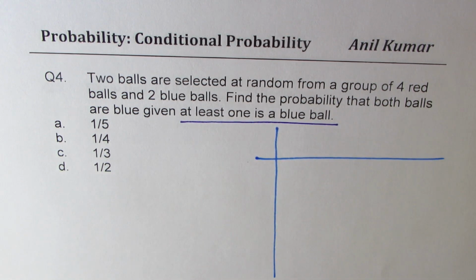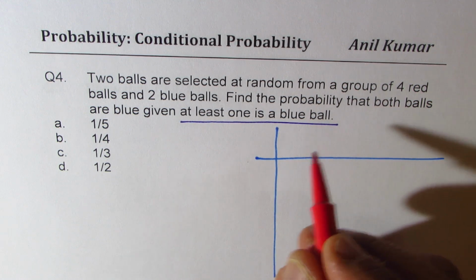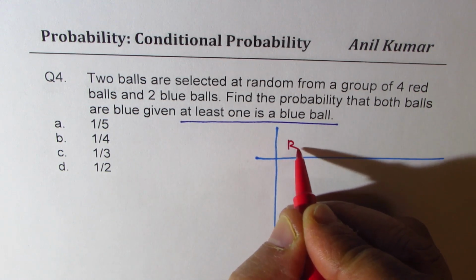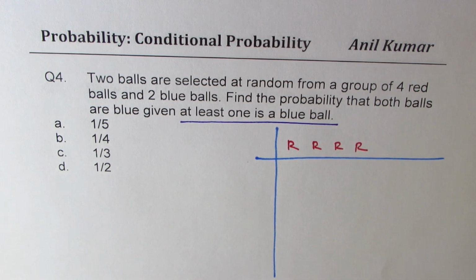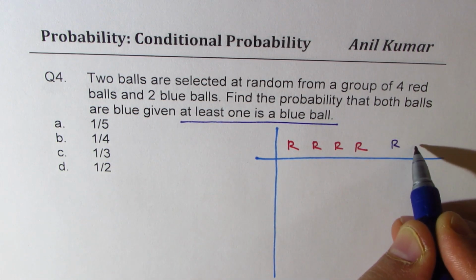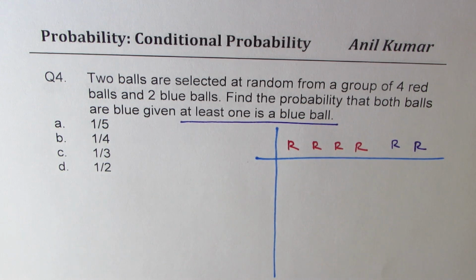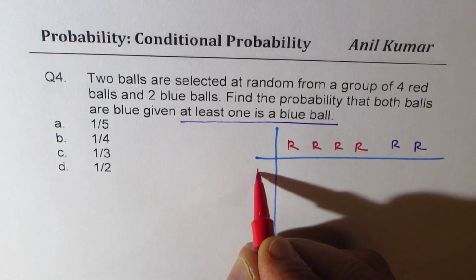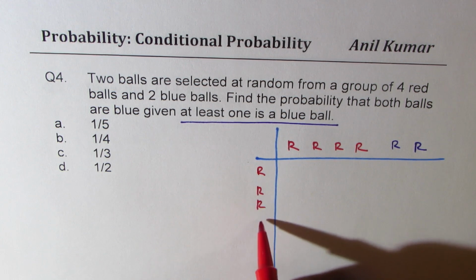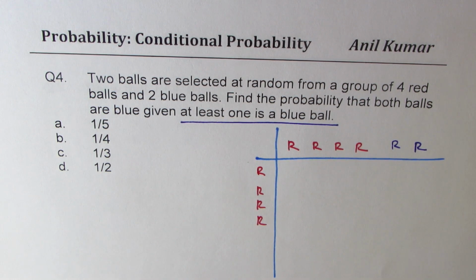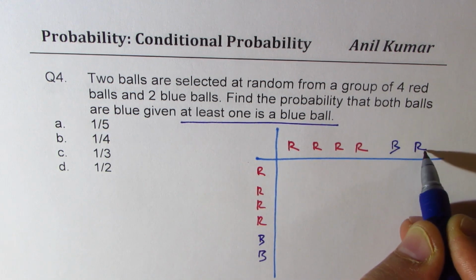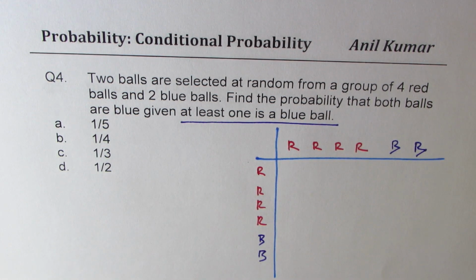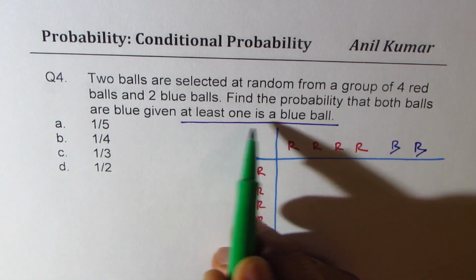So let's say we have 4 red balls, and we have 2 blue balls. We are selecting twice, so let me write 2 times. 2 blue balls. Let me write B here, blue balls, right? Now we are also given here a condition that at least one is blue.